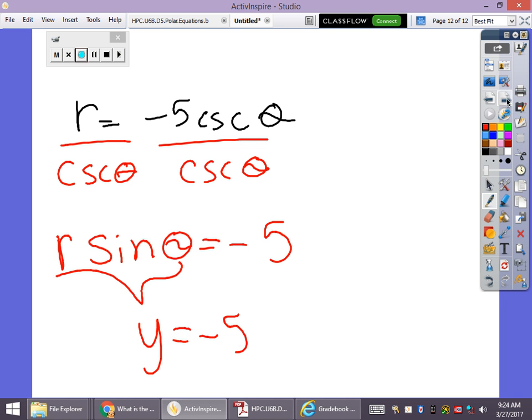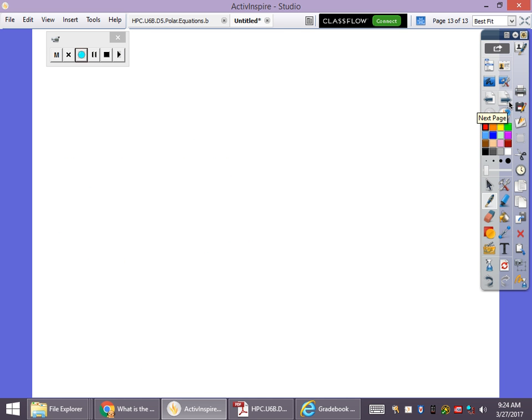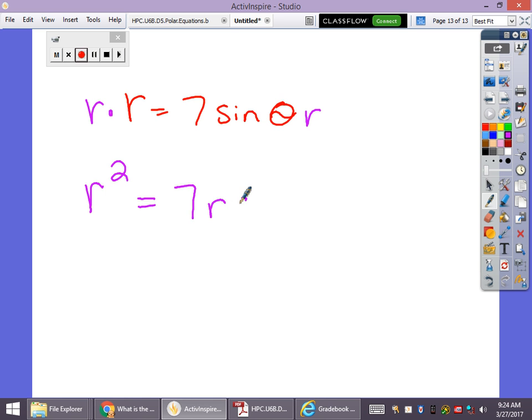All right, the next one is number 6. 6 is the ugliest one I assigned you for practice today. r equals 7 sine theta. Uh-oh. I don't know anything about r. I know r squared. But I can't square both sides because it has trig. So that would give me sine squared, which I can't do. So what am I going to do? Multiply both sides by r. So r squared equals 7r sine theta. Okay?